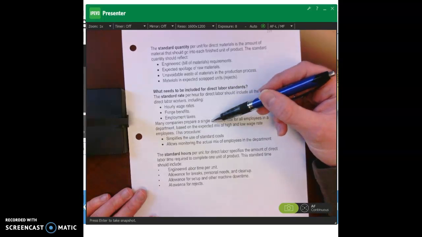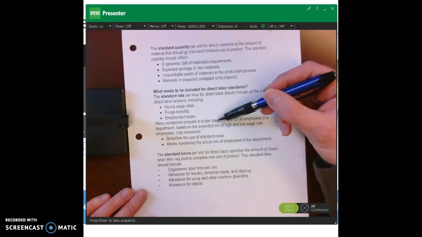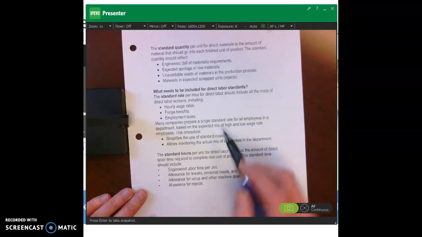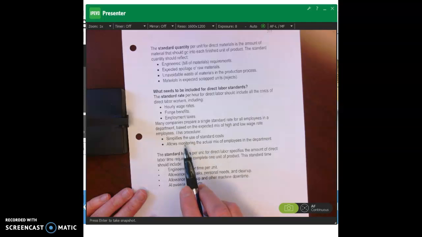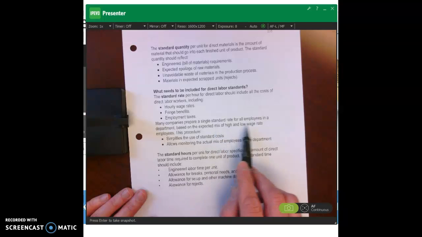This is what we'll be working with in future lecture videos, just using a single standard rate for all employees. This simplifies things, and it would be based upon the expected mix of high and low wage rate employees. And so basically, we're going to simplify it, okay?